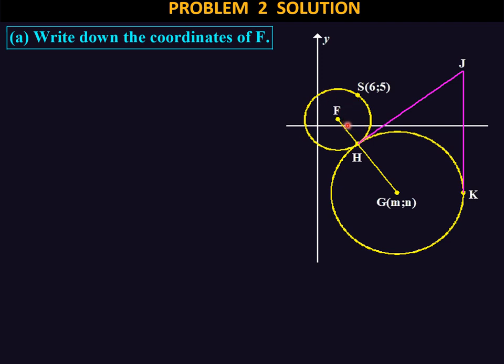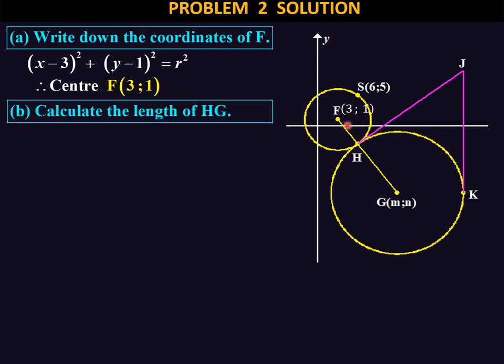F is the center of the circle. So if this is the equation, what is the center there? The center is 3 and 1. Okay, so there I've got the center 3 and 1. Then the next question here. So I insert the 3 and the 1 in case I need it.